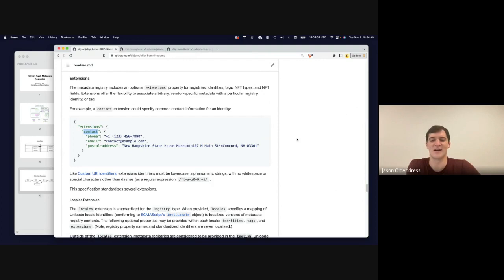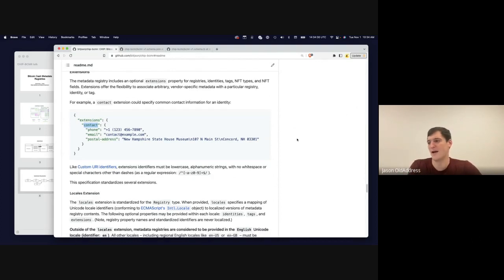So there might be a couple wallets that all get together and say, hey, we're going to do a contact extension. It works like this. Here's the standard, and they can all implement that. But in general, it's not required for clients to be able to implement that for them to understand these registries. So the goal is to have the most minimal possible standard for the Bitcoin Cash specific stuff. And then everything else can go in these extensions.